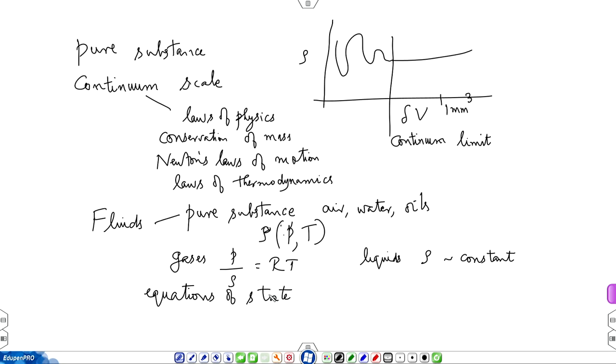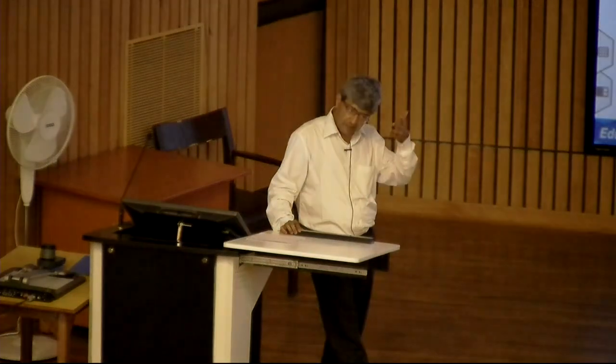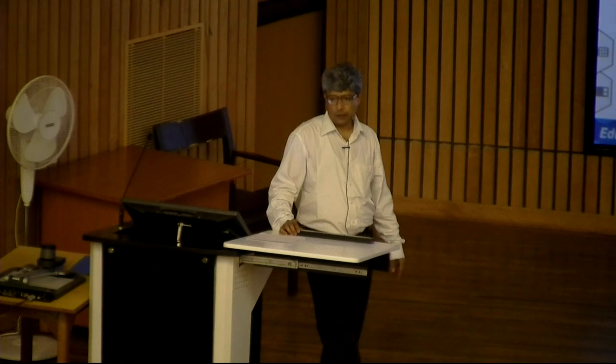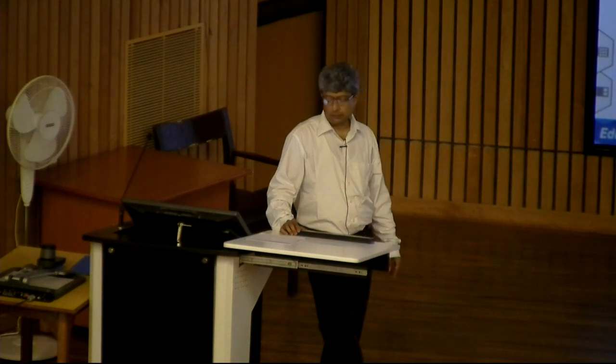These are to be contrasted with the laws of physics at the continuum scale. Let us say conservation of mass. This is not a result of interactions at the elementary level. These are observations on the large scale itself. The same is true for Newton's laws of motion as well as the laws of thermodynamics.